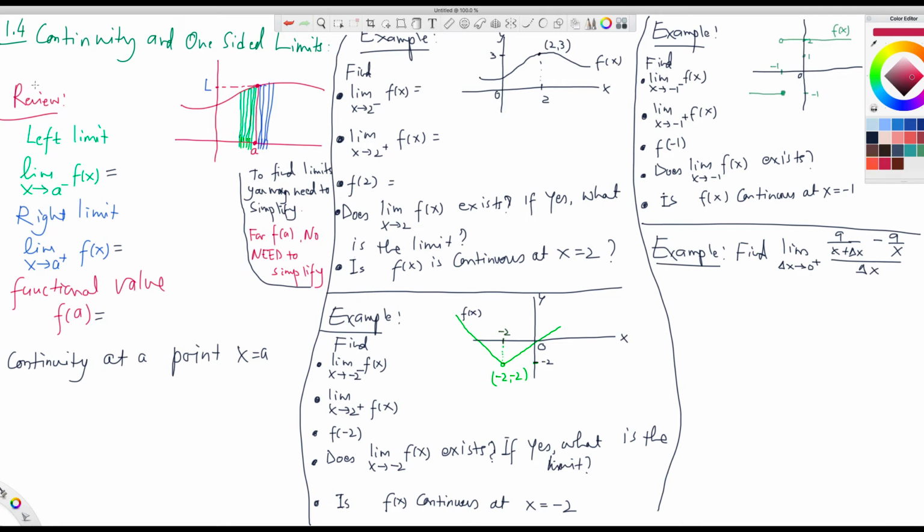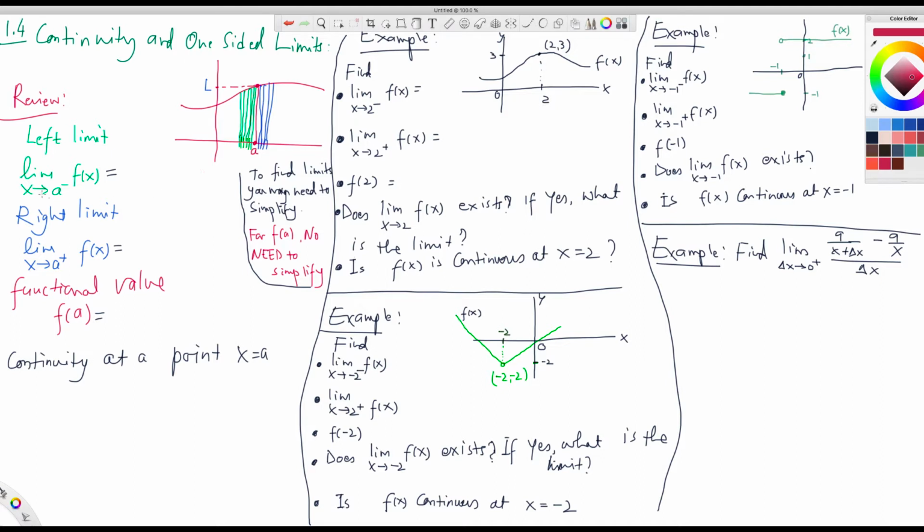Alright, in this video I'm going to talk about continuity of a function and one-sided limit. Do you remember that when I introduced the limit of a function, if you want to find the limit of a function at the point A, you look at the height of the function left to A, which is called the left limit, right? And the height of the function right to A but very close to A is called the right limit.